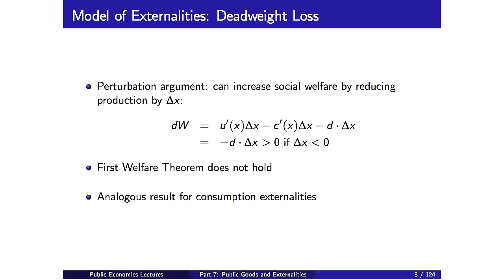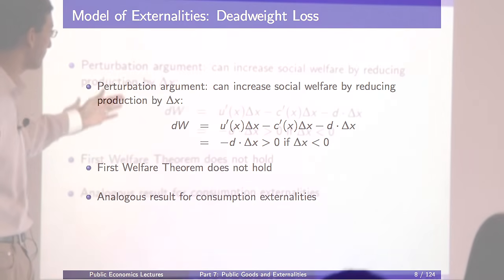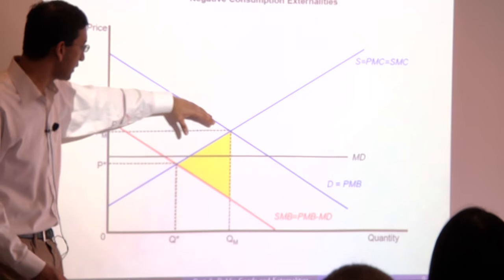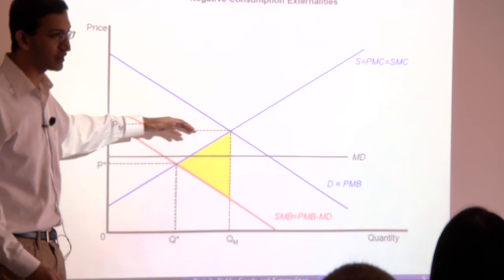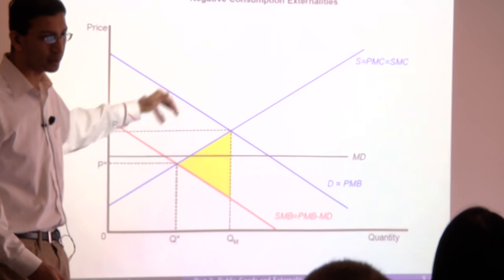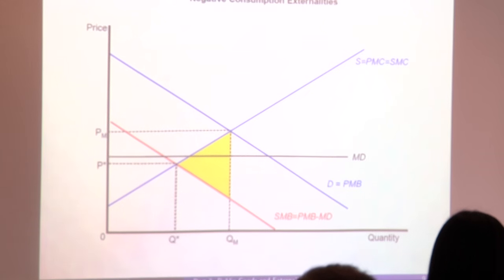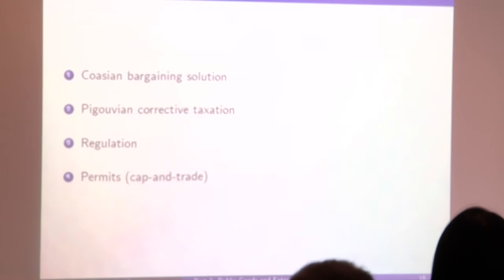All right, so because of this, the first welfare theorem doesn't hold. The market is no longer delivering an outcome on the frontier, and there's a role for government intervention. Analogous result for consumption externalities. There's nothing special about having this on the producer side, so I won't go through this in detail. But basically, if consuming the good has an externality, then the demand curve is not going to reflect social marginal benefits. And same thing, you won't be at the optimal point, and you have deadweight loss.